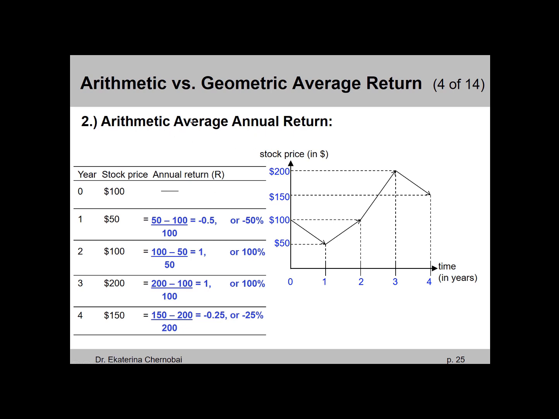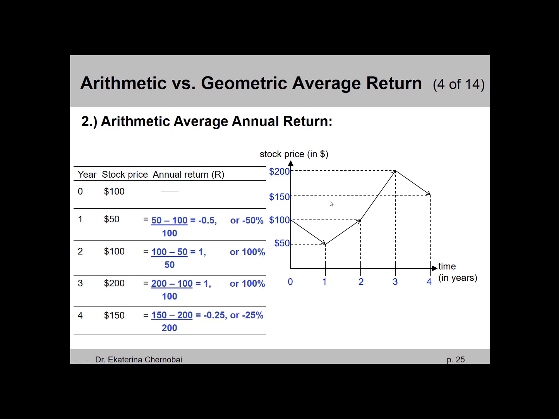Because we need to calculate the average annual return. And return is typically measured in percent, right? So now we have the percentages. Minus 50% in year 1, 100% in year 2, another 100% in year 3, and minus 25% in year 4. Okay, that's our starting point.